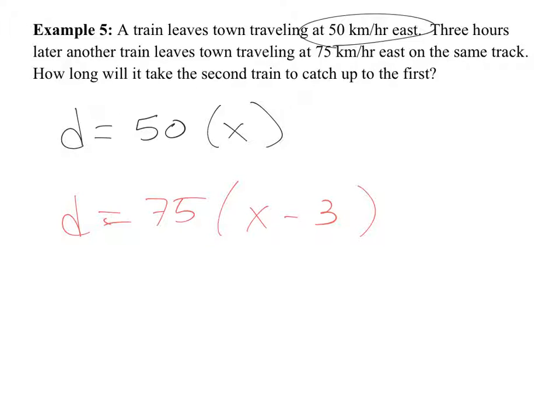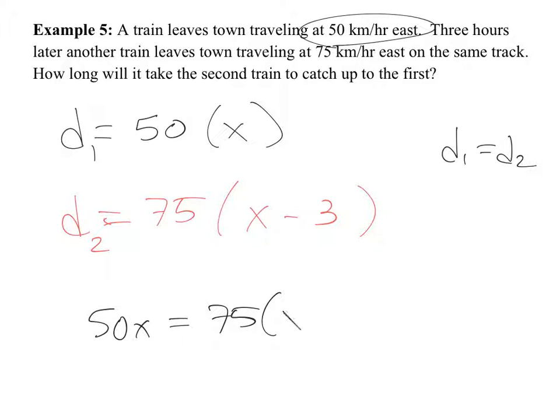Now, when will the trains be literally next to each other? When they've traveled the same distance. So these distances are identical. So although you might call this D1 and you might call this D2, mathematically, D1 is equivalent to D2. So you could set them equal. I had them as A, B, and C. Fine. And then solve. Again, how long will it take the second train to catch up? You're going to solve for X. X will give you the total time since the first train went. You're going to subtract 3 from that to get the time for the second train.